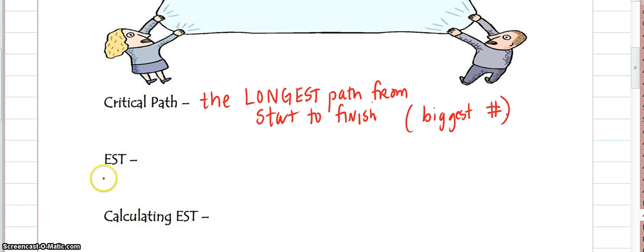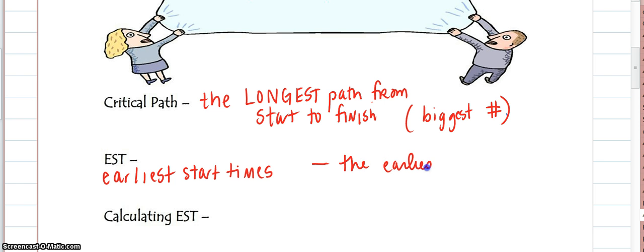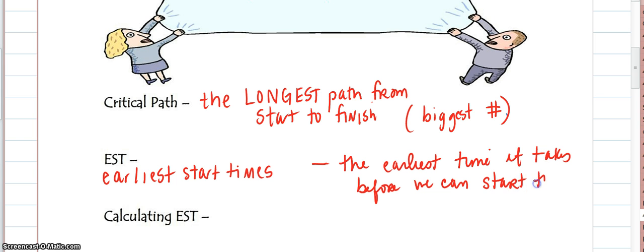EST stands for earliest start time. So the EST, or the earliest start times, refer to the soonest that any individual job can get completed. So it is the earliest time it takes before we can start that job.